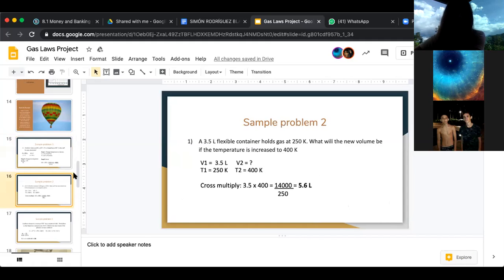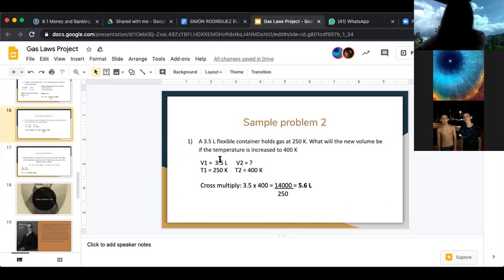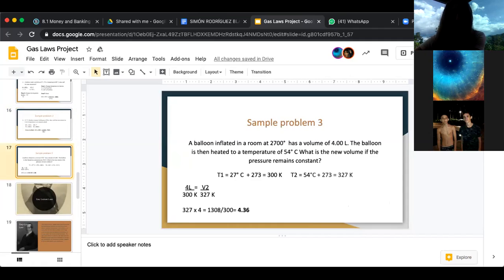Same with example 2: you take the first temperature and the second temperature, convert them to kelvins, and then cross multiply. And here is an example where the temperature went down, but you cross multiply in the same way, with the numbers reversed.